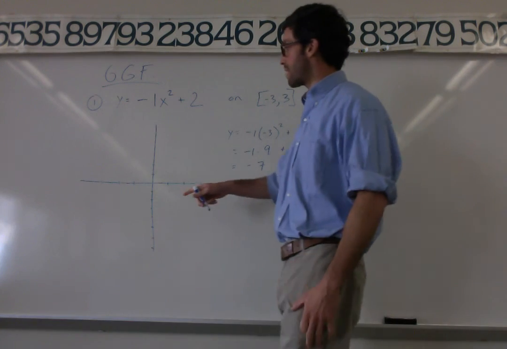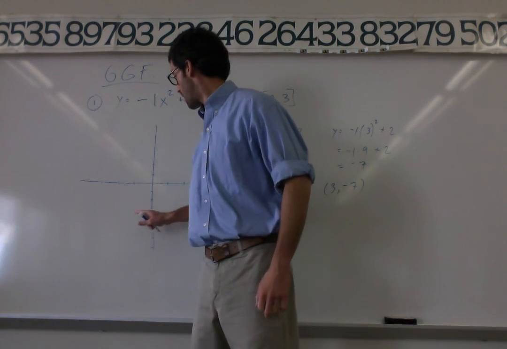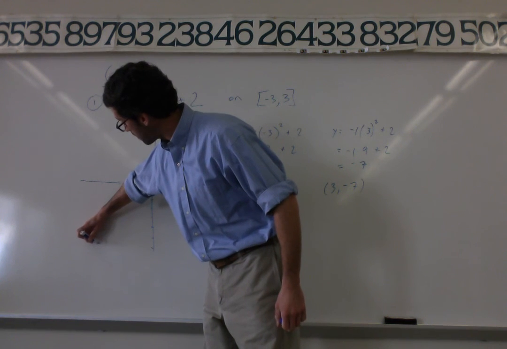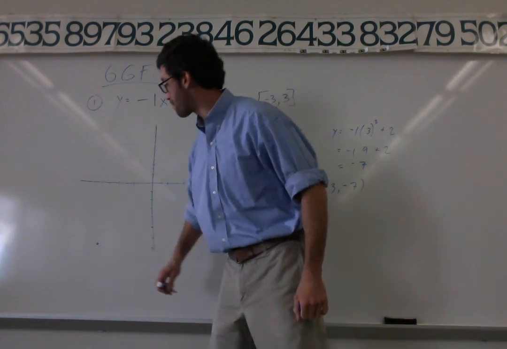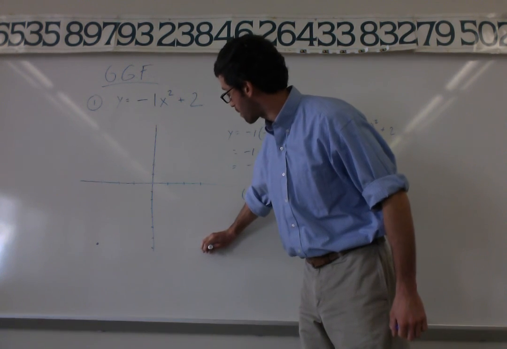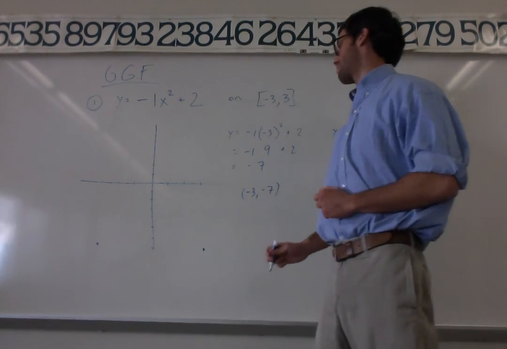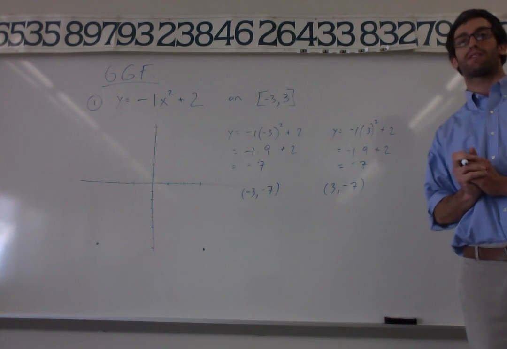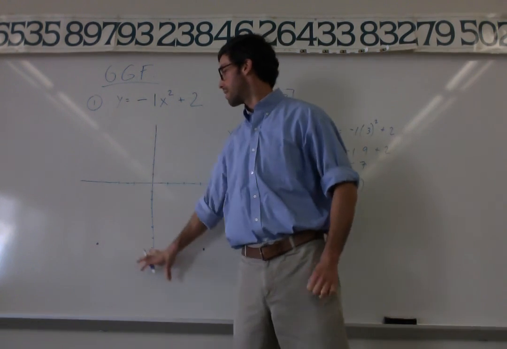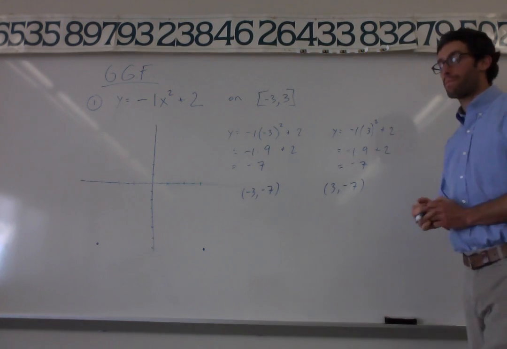So negative 3, negative 7. Here's negative 3, and then there's 7 boxes here, so this is tough to do by hand, but there's going to be a point at negative 3, negative 7, and then one point over here, a mirror image at 3, negative 7. We have those 2 points. Those are going to be as far left and as far right as our graph will go. I graphed it larger up here, but you will have those 2 points there.